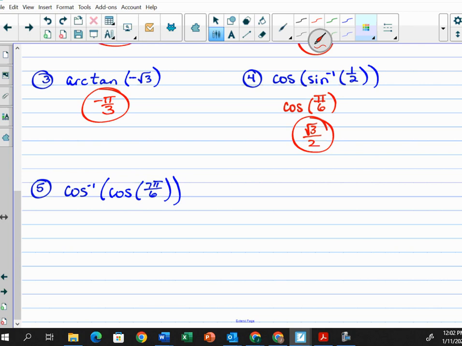It could be in degrees, but it mostly will be in radians. So you should end up with some sort of radian answer at the end. If I start on the inside, what is cosine of 7 pi over 6? Okay, so then it's not going to be 7 pi over 6 as your answer because that's third quadrant. Yes, 5 pi over 6.